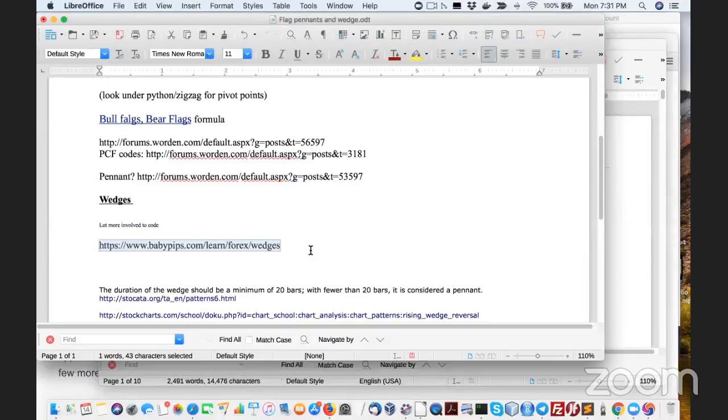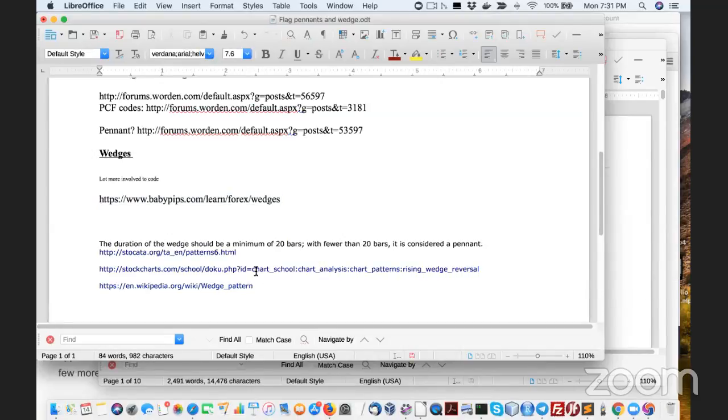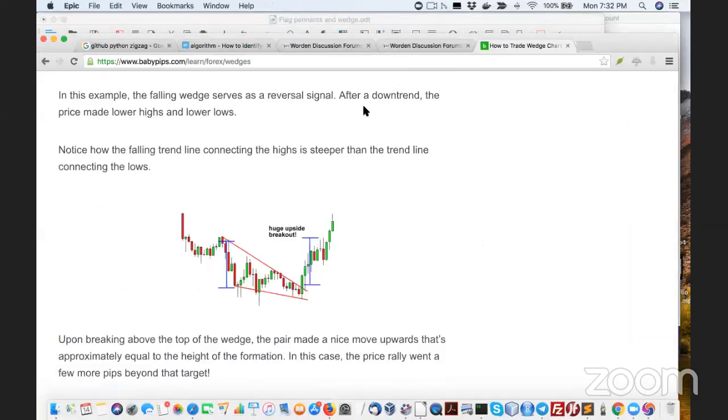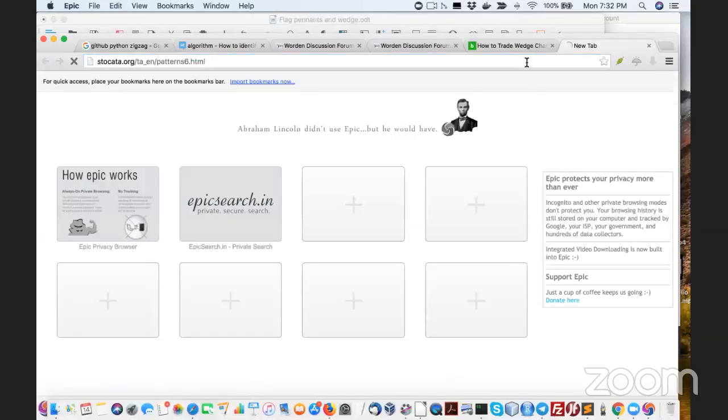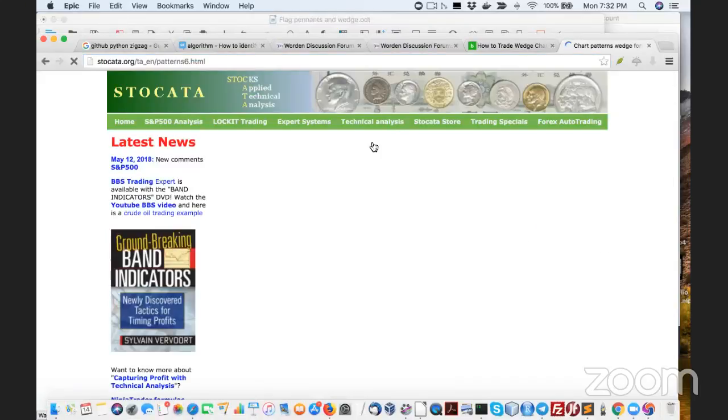Okay, so let me see what else we've got. We've talked about the wedges. So here's the general rule when it comes to wedges. I'm going to put this into the Zoom session here. The duration of the wedge should be a minimum of 20 bars. Again, that would mean 20 days. Fewer than 20 bars is considered a pennant. And if I go to this link, you'll see what a pennant is, and that's what we talked about earlier, which are really the bull flags.